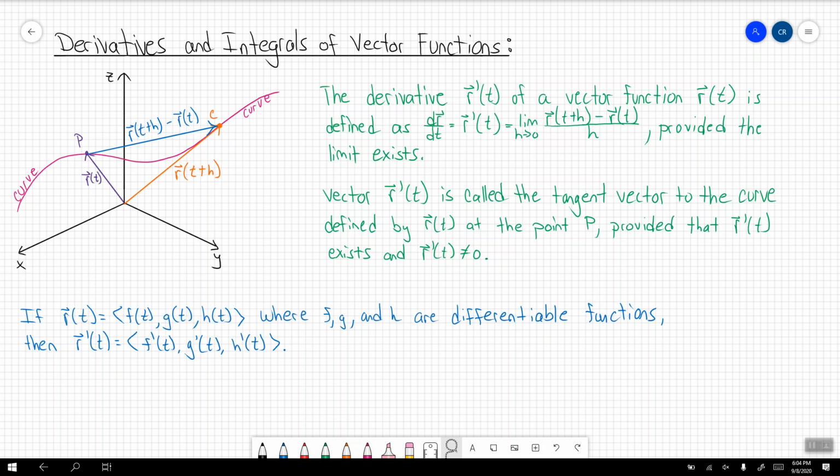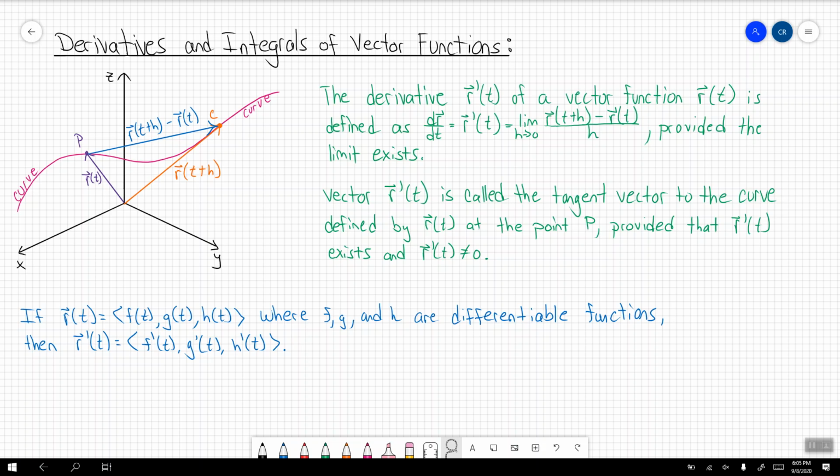Hi everyone, welcome back. Now in this particular lesson we're going to be looking at derivatives and integrals of vector functions. In the previous section we were looking at vector functions and space curves, and we were able to model certain curves, or let's say intersections of two surfaces, by the method of parametrization. And we did discuss that parametrizations are not unique.